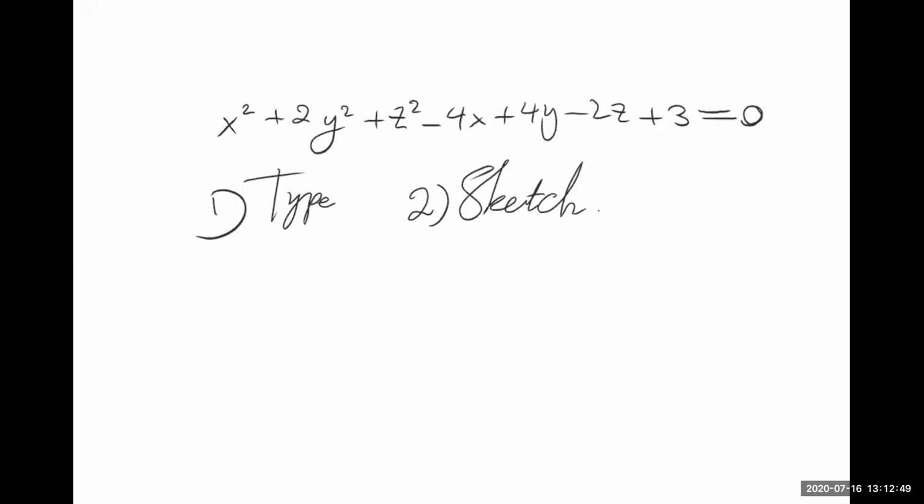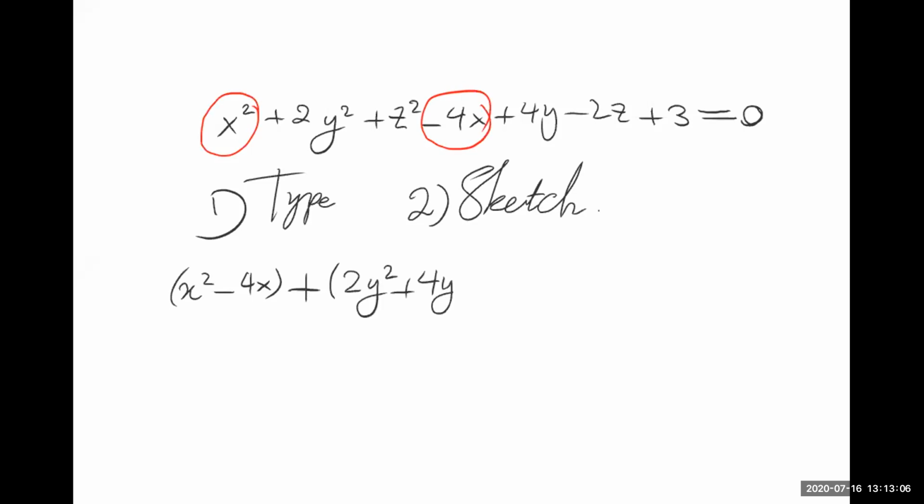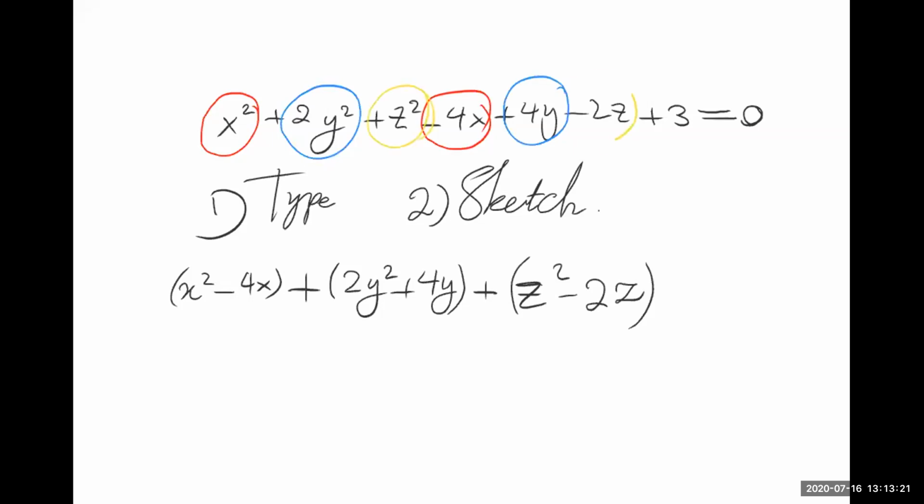So we can change the equation and write it in a slightly more standard way. Let's first of all collect similar terms next to each other. We have x squared minus 4x, right? Let's write down these two next to each other. We have 2y squared plus 4y. Let's write down these two next to each other. We have z squared minus 2z. Let's write down these two next to each other, and then there is plus 3 equals 0.